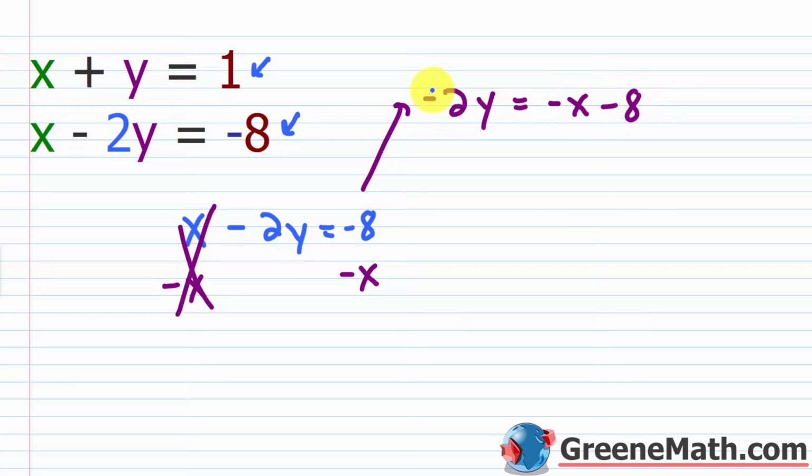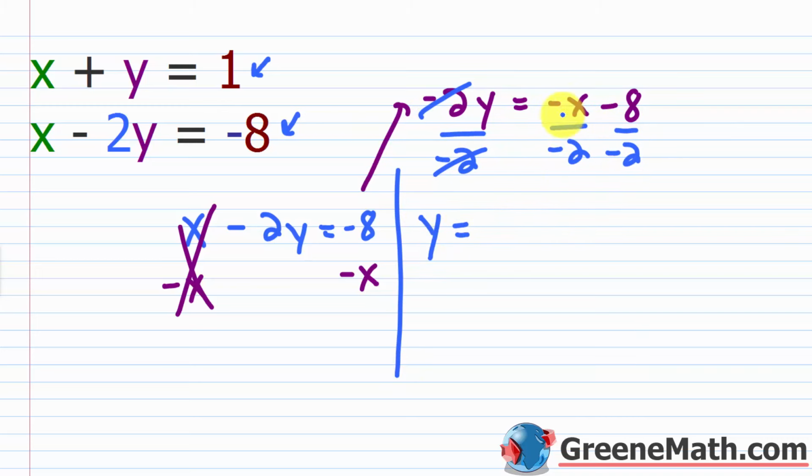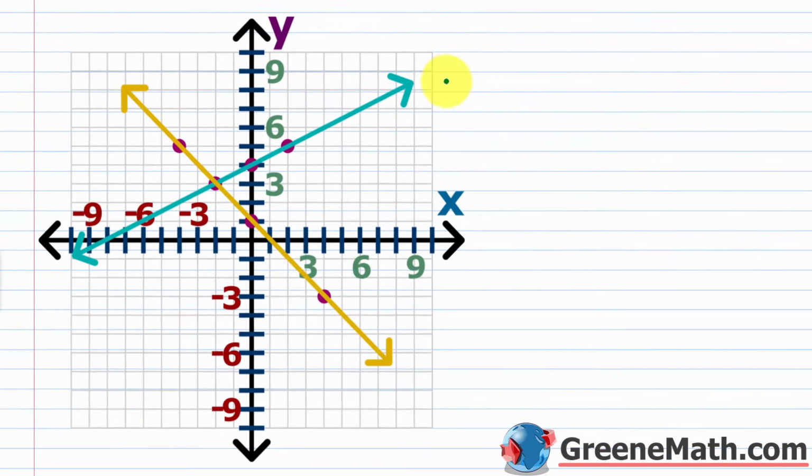What I need to do now is get rid of this negative 2. So let me divide both sides by negative 2. And so this is going to cancel. And so now I'm going to have y is equal to, you essentially have negative over negative, which is positive. So this is x over 2, but we're going to just write this as 1/2 times x, and then negative 8 over negative 2 is plus 4. So you got y equals 1/2 x plus 4. So I'm going to add that. I'm going to say this is y equals 1/2 x plus 4.